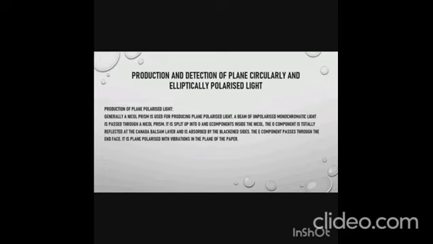Production of plane polarized light: generally, a Nicol prism is used for producing plane polarized light. A beam of unpolarized monochromatic light is passed through the Nicol prism. It is split up into O and E components inside the Nicol. The O component is totally reflected at the Canada balsam layer and absorbed by the blackened sides. The E component passes through the end face, plane polarized with vibrations in the plane of the paper.